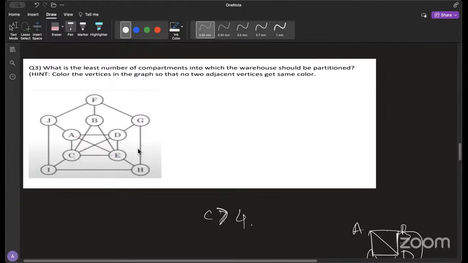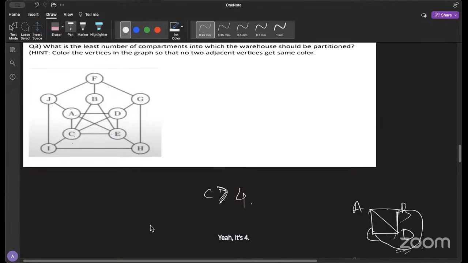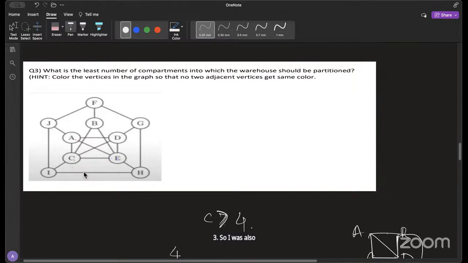Ma'am, the answer for this question is 4. Yeah, it's 4. I remember the same question in a PYQ, where the answer was given as 3. So I was also confused. Why is it 3? Because this cannot be achieved with 3 colors. It must be a different graph then, or the answer was wrong. I'm asking you about the same graph. Maybe the answer given was wrong. Yeah, then the answer is incorrect.